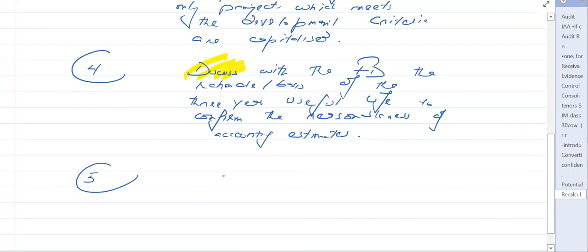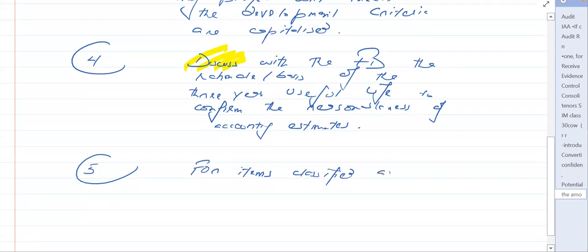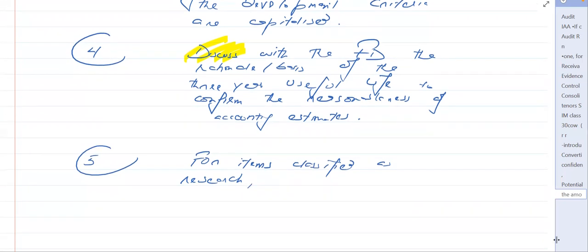Okay, so we can write the procedure relevant to the research. For items classified as research, obviously you need to have the breakdown, the schedule of the expenditure, and you need to see, for example, they have made the payments to the university student, the market research thing, or for example, the initial plan investigation. So there will be some elements relevant to the research, some element for the development. So you need to see for items classified as research that okay, these are the research elements.